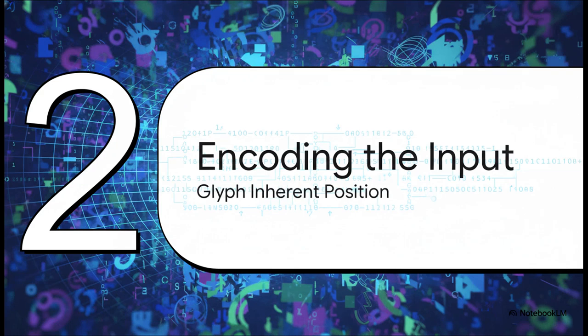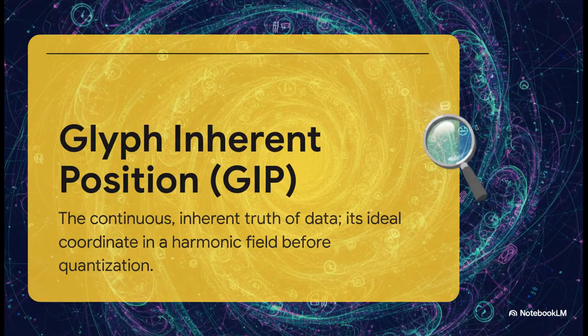Okay, but how does the system even begin to tackle all that chaos? Well, before it can start forcing order on things, it first has to understand the absolute inherent truth of each individual piece of data. It needs a pure, clean starting point before everything gets messy. And that's where the GIP comes in, the Glyph Inherent Position. Now, this isn't just a value. It's a data point's absolute, ideal coordinate in this kind of perfect, continuous space. It's the data's true identity before we try to shove it onto a grid.